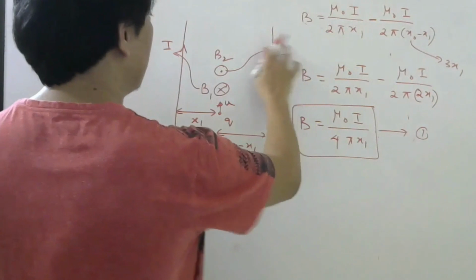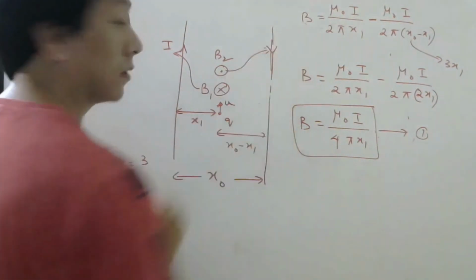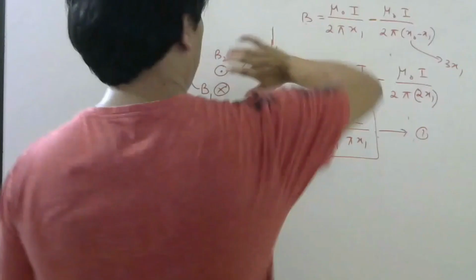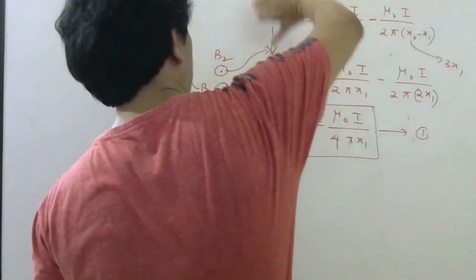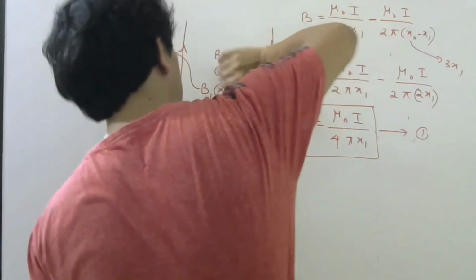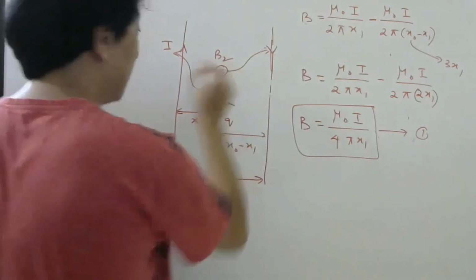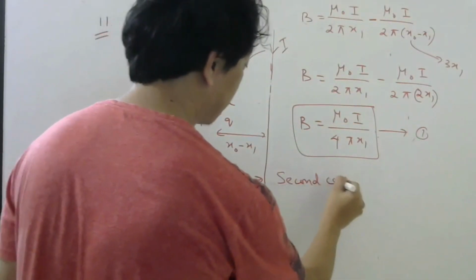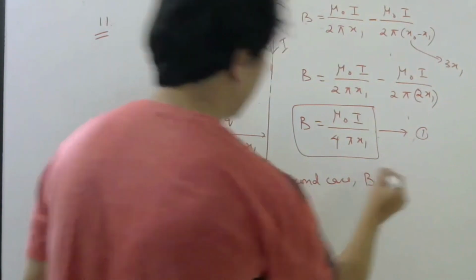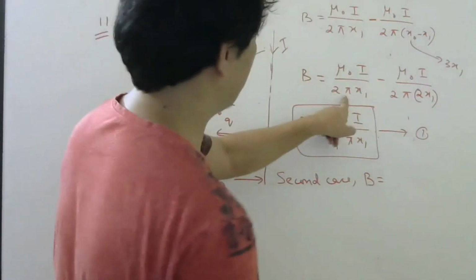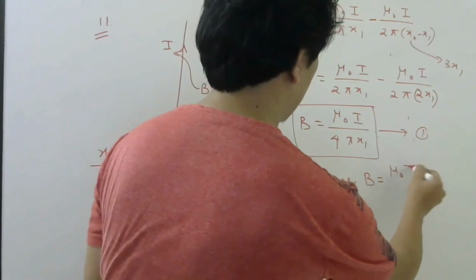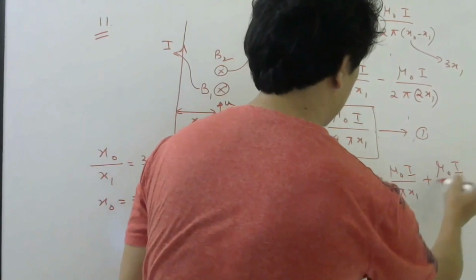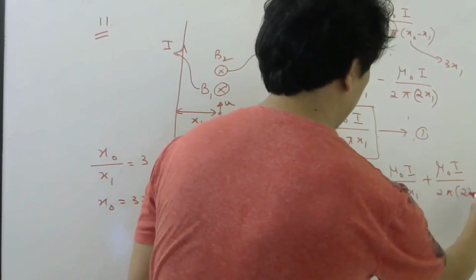When the currents are in opposite directions, what will happen now? Look carefully. This one will produce a field into the page, and this one will also produce into the page because the current is this way. So both are in. Now the total magnetic field in the second case will be this plus this: mu naught I by 2 pi x1 plus mu naught I by 2 pi 2x1.